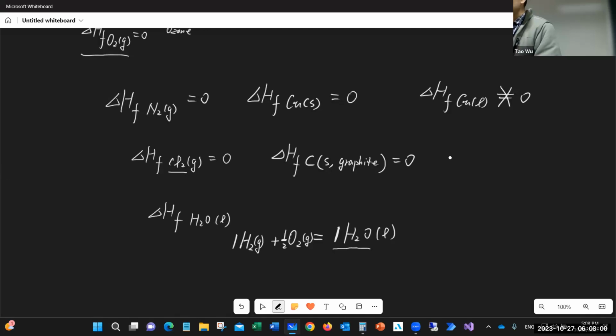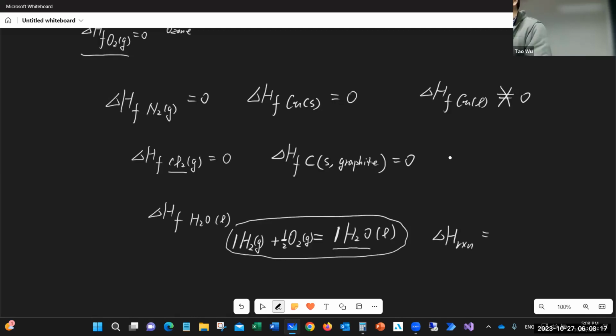So you see, this is the equation associated with enthalpy of formation. And you can think about it: the enthalpy of this reaction, delta H, should be equal to what? Remember, it should be equal to the enthalpy of the water, subtract the sum of the enthalpy of the hydrogen plus 1/2 of the enthalpy of the oxygen, right?